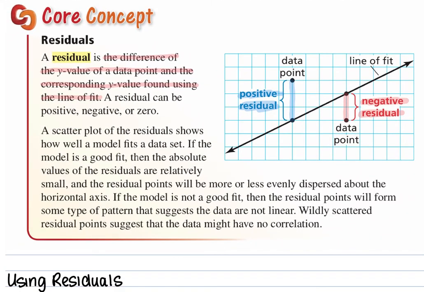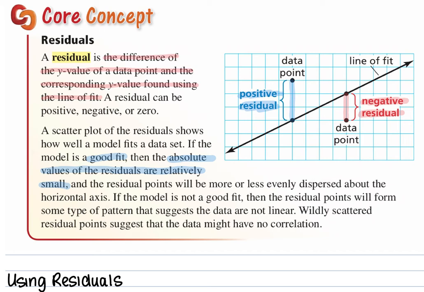Now, the reason that we're using this residual stuff is because we can use the residuals to show how well a model fits a data set, okay? If the model is a good fit, highlight good fit, then the absolute values of the residuals are relatively small, okay? So we keep our residual nice and small. The difference between our data points and our actual line of fit, the line that we drew, if that's small, then we know that we drew a pretty good line. There's not much difference between the line and the data, okay?